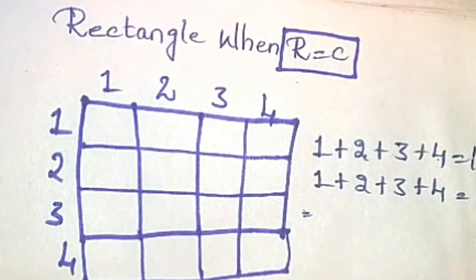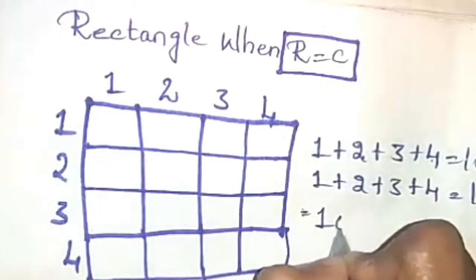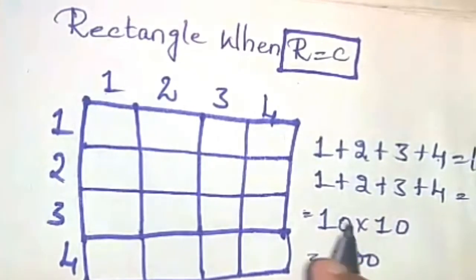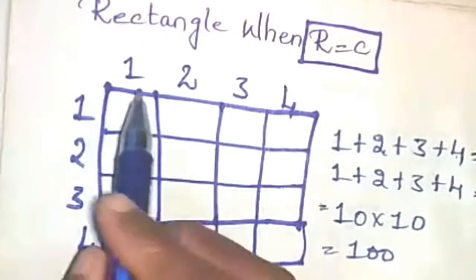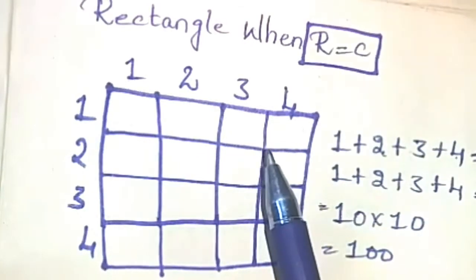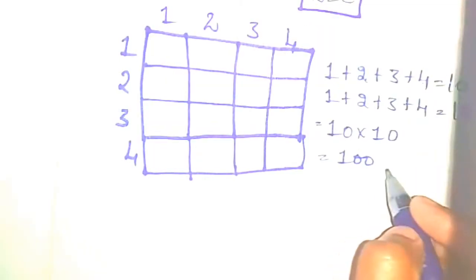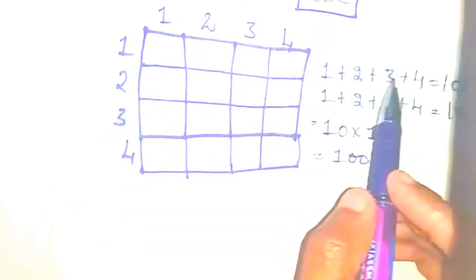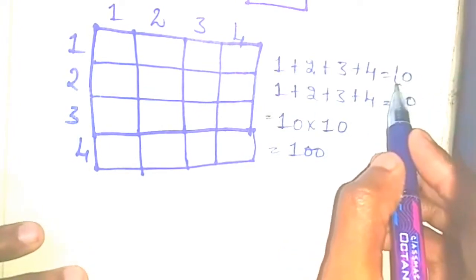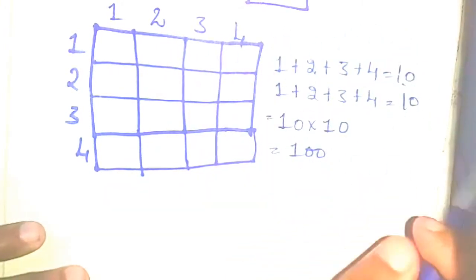So now what we have to do is directly multiply, that is 10 into 10, row into column, equals 100. In a simple way, once you know the number of rows and columns are equal, you can directly solve it. After adding all these values, you got 10, right? So square the value which you got by adding all these numbers. 10 square, directly you will get 100. This is a simple way.